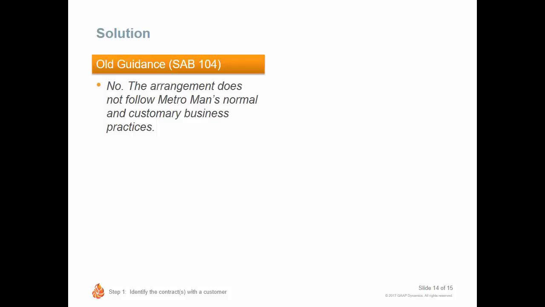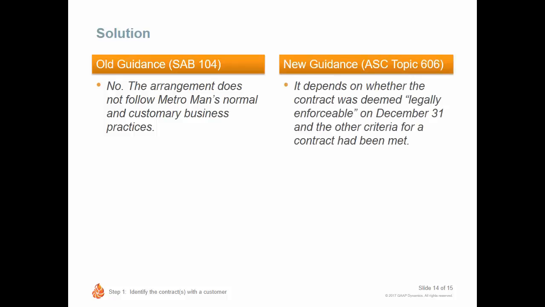With Topic 606, the definition of a contract emphasizes that a contract exists when an agreement between two or more parties creates enforceable rights and obligations between those parties. Note that the agreement does not need to be in writing to be a contract. Whether the agreed upon terms are written, oral, or are otherwise evident, a contract exists if the agreement creates rights and obligations that are legally enforceable against the parties.